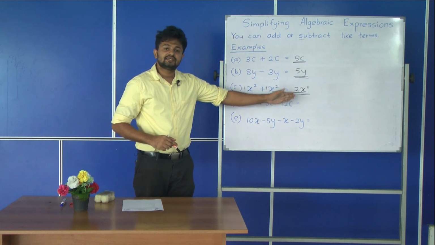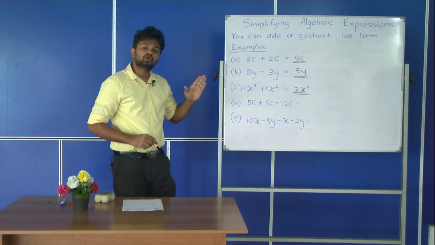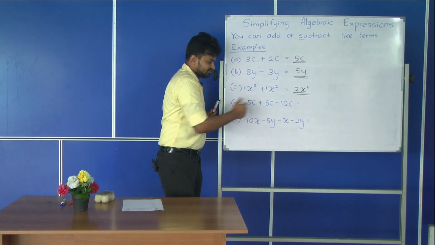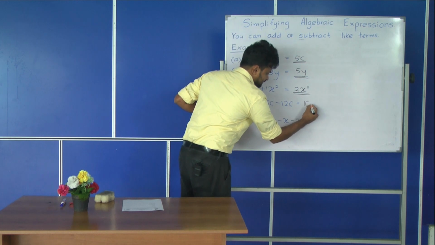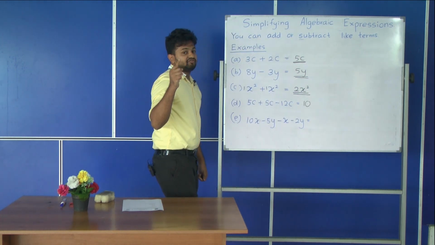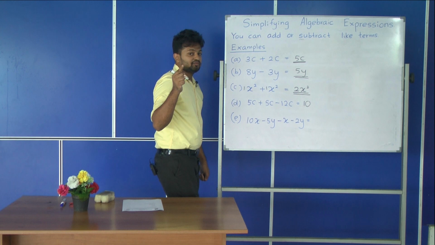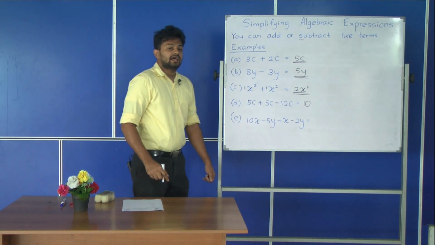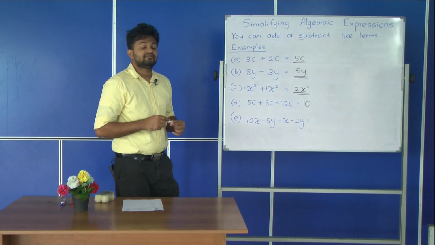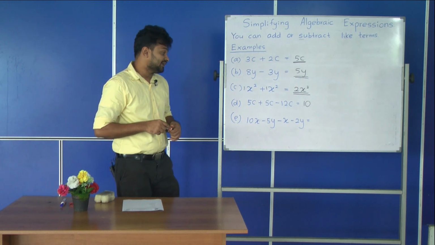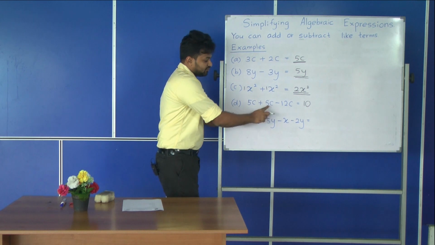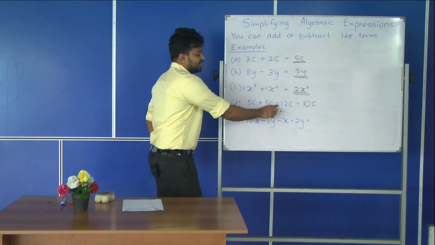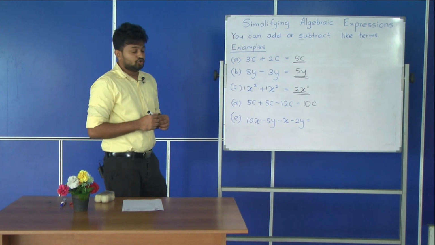So we have to do it step by step now, as we have two operations. First of all, we will add them. 5 plus 5, 10. Before that, we forgot to check whether we can add them or subtract them. c, c, c. They are like terms. So we can add or subtract them easily. 5c plus 5c, it is 10c. From that, now we will subtract 12c.